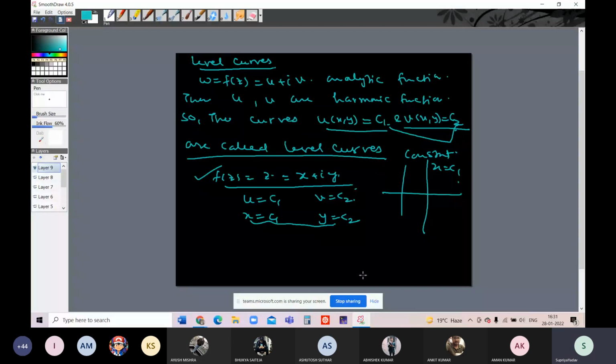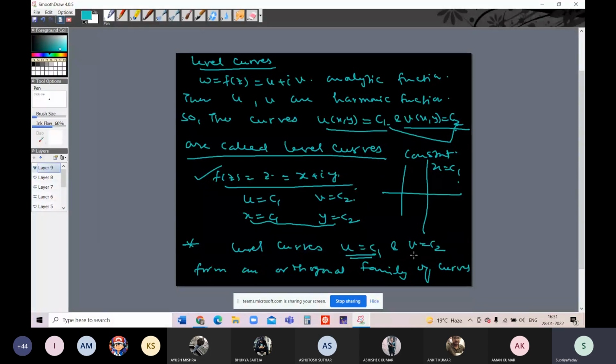And one more important thing is that the level curves u equals c1 and v equals c2 form an orthogonal family of curves. An orthogonal family of curves means every member of this family of curves must intersect every member of the other family at 90 degrees. So they cut orthogonally, that's why they form the orthogonal family of curves.